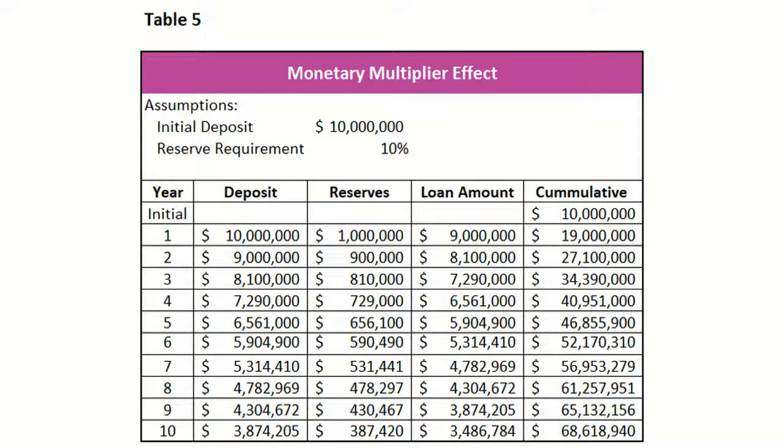But it still doesn't end after 10 cycles. In fact, if the reserve requirement is set at 10%, then it's possible for the money supply to increase by 10 times the amount of the initial deposit. That $10 million deposit could increase the money supply by $100 million.